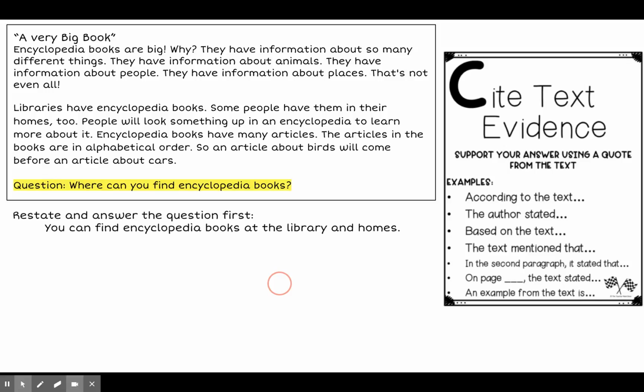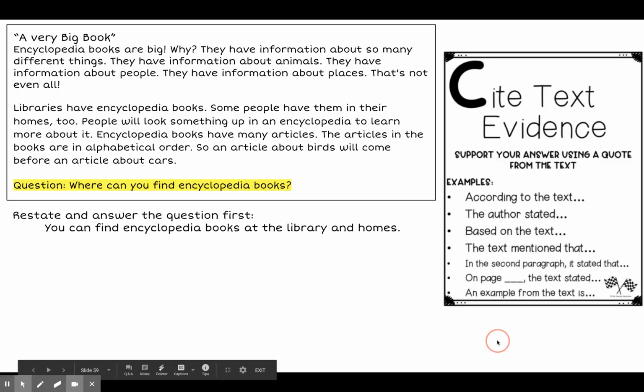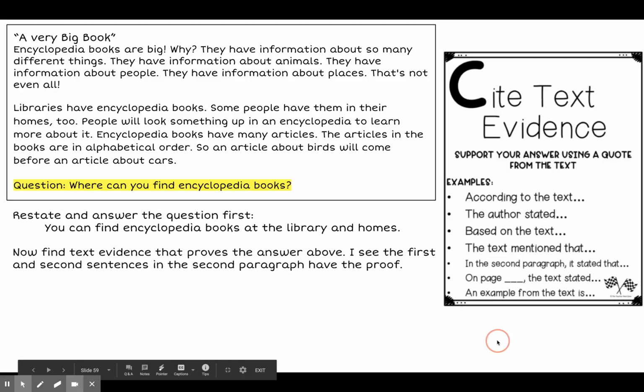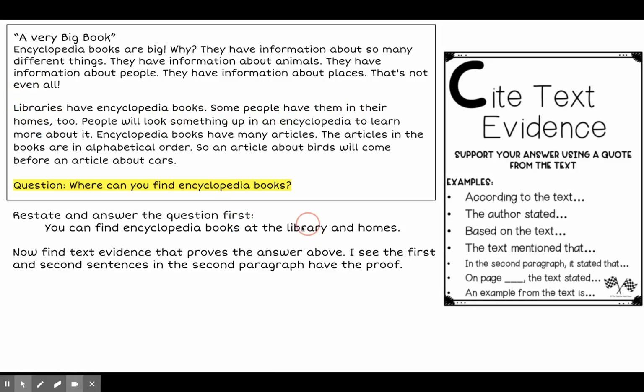Well, I'm going to restate the question and answer the question first. So you can find encyclopedia books at the library and homes. Okay, well, now I need to prove it. How do I know that? So I'm going to find text evidence that proves my answer. I can see some proof in the first and second sentences in the second paragraph. Encyclopedia books are in libraries. Okay, and then homes too. So that's how I got library and homes. It was those two sentences.